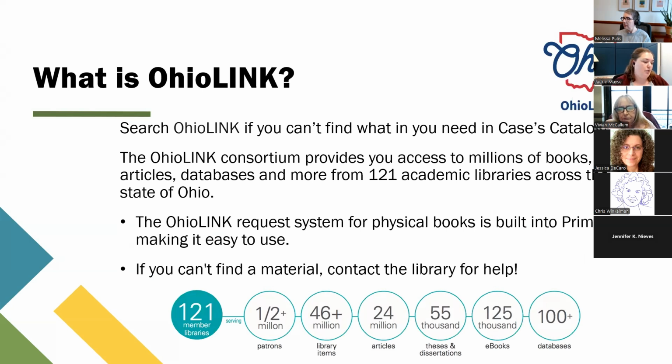I also wanted to talk to you about what OhioLink is. You can search OhioLink if you can't find what you need in CASE's catalog. The OhioLink Consortium provides you access to millions of books, articles, databases, and more from 121 academic libraries across the state of Ohio. So it's really a wonderful resource that we have access to. The OhioLink request system for physical books is built into Primo, and that makes it easy to use. If you can't find a material, contact us at the library. We're here to help, and we will do everything we can to get you what you need.